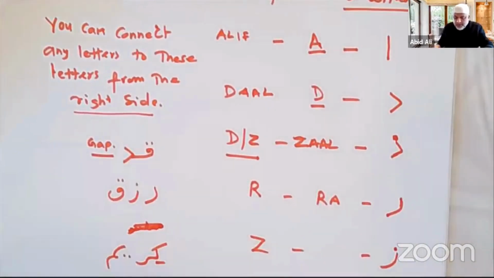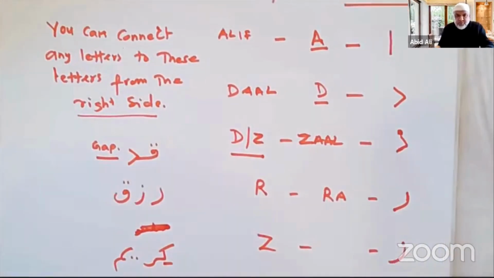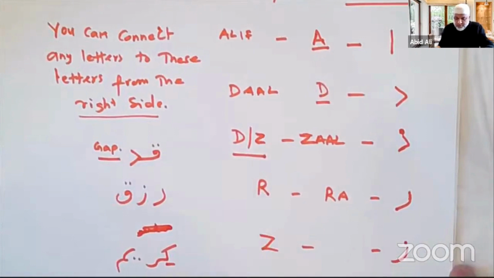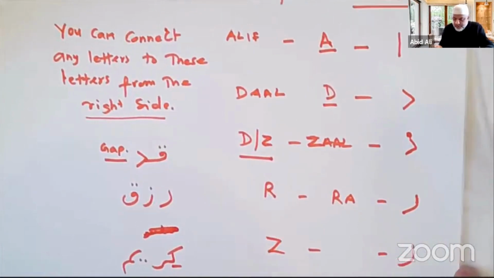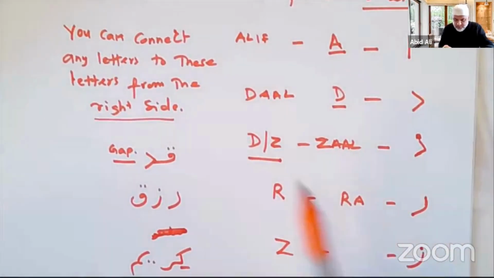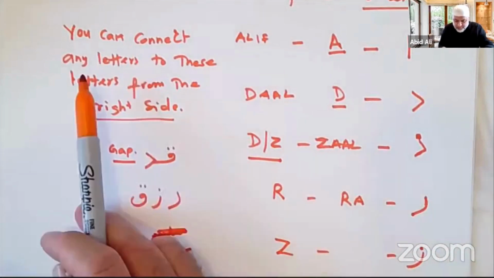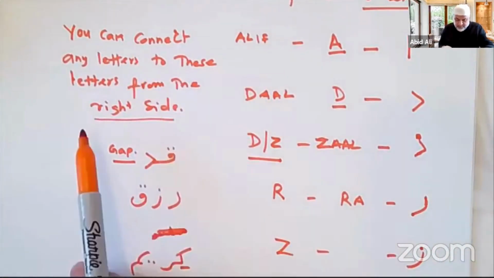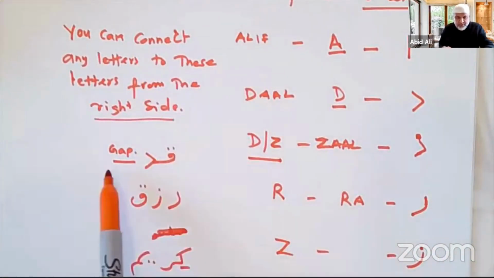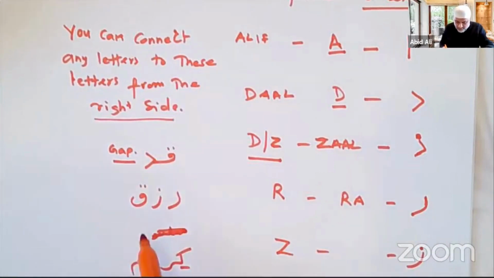I'm sure this is some information we have never paid attention to before. It's good to know that these letters are only connectable from the right side, and from the left side they will always have a gap between. As you can see, there is always a gap. It's not connecting.